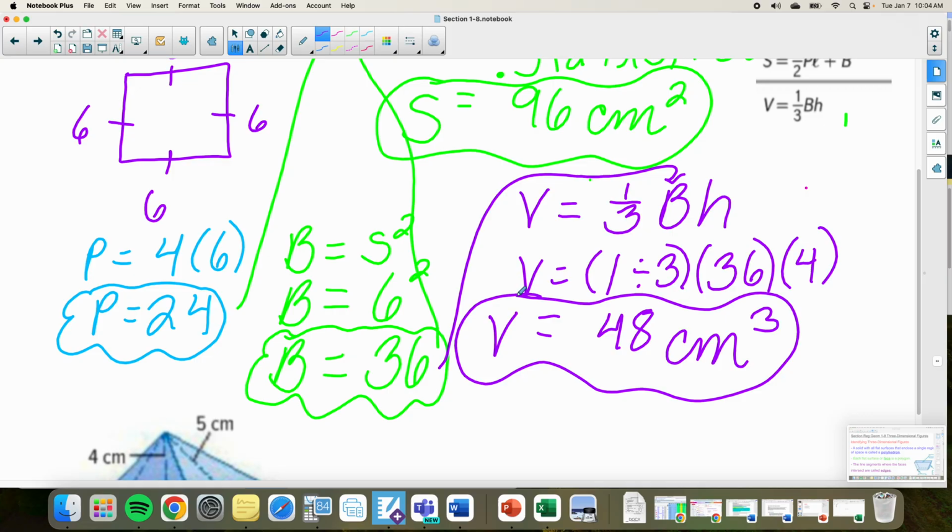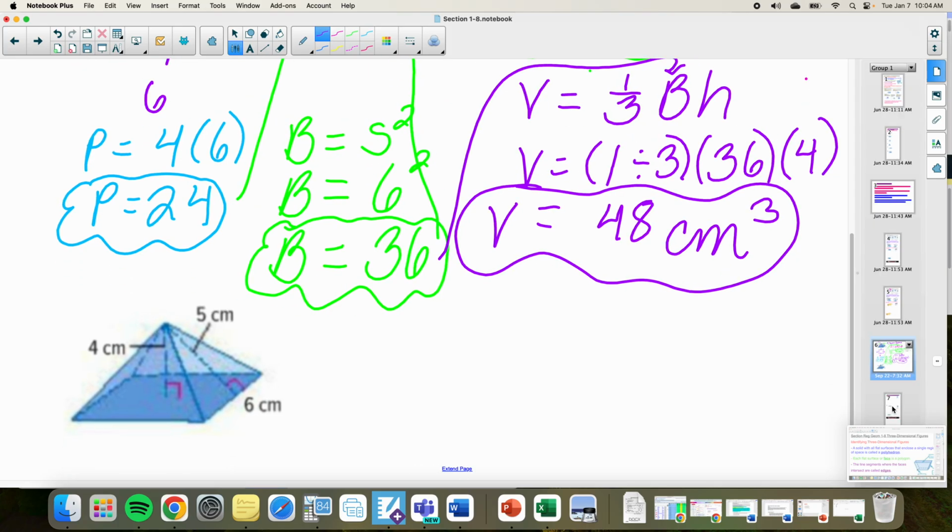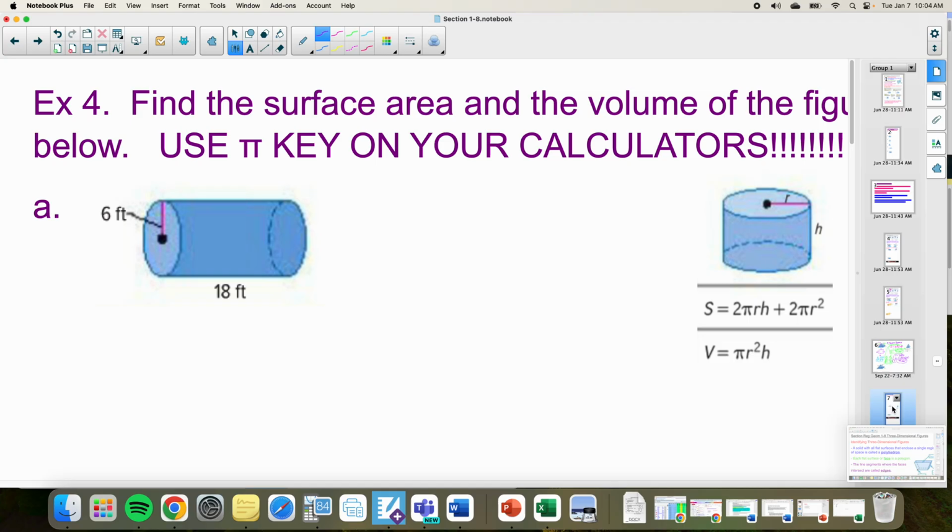So after seeing that, do you think you know how to do pyramids? Is that okay? Now, in my opinion, the last two that we're going to do are the easiest ones, because the formula looks yucky, but once you get everything substituted in, you just punch it all in your calculator and you're done, okay? So, when you have a cylinder, you are going to have a radius and a height.